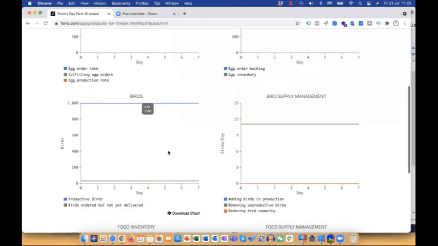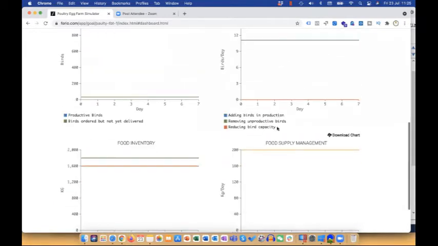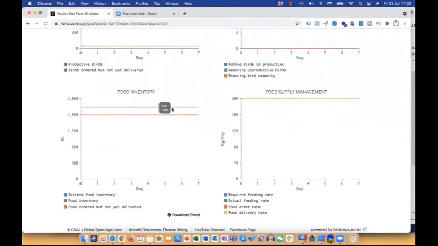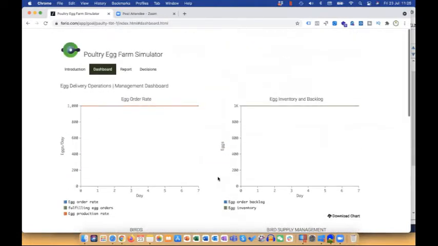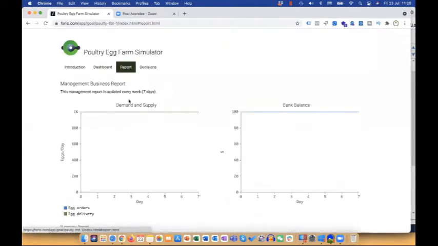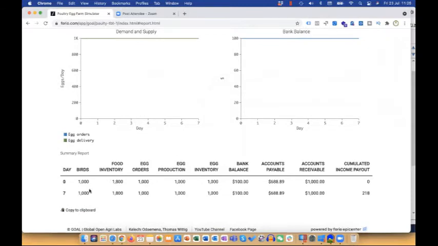We have 1,000 birds. We have been ordering 11 birds per day on average, and our food inventory is also very stable. And we keep on ordering 200 kilograms of food per day. Okay, so nothing special here. We go to the report, and it says, this is the picture about demand and supply. That basically means how many eggs are being ordered, how many have been delivered. So this is also balanced. It's in equilibrium, and we have $100 in the bank. So everything is good. This is our result after the first week.